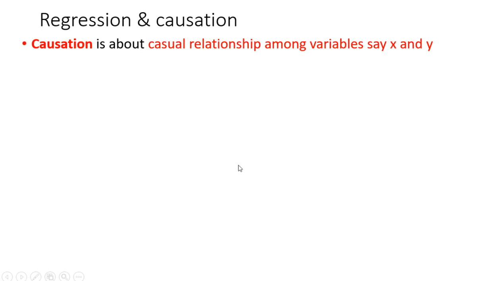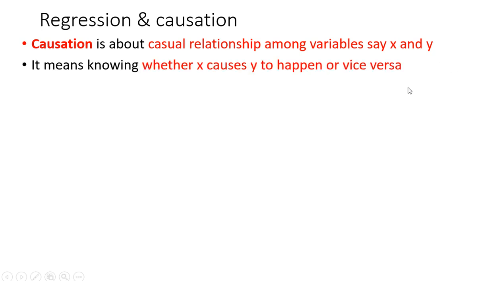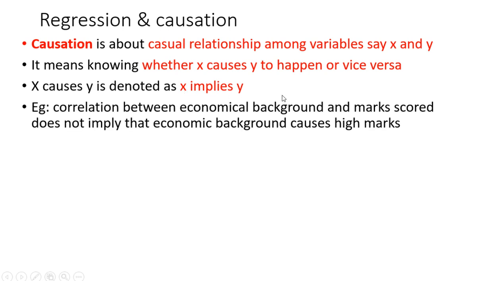Now what's causation? Causation is about causal relationships among the variables, say x and y. So basically causation is whether x causes y to happen or vice versa. We denote it like this: if x causes y, that means the value of x is causing y, then we write it mathematically as x implies y.